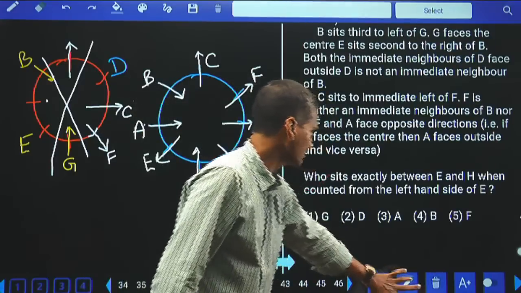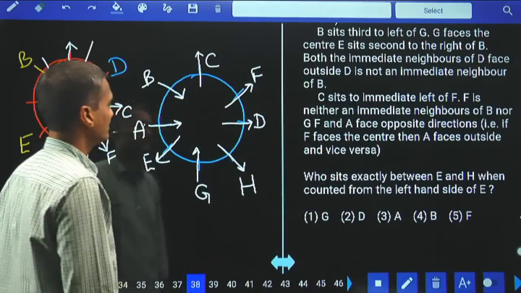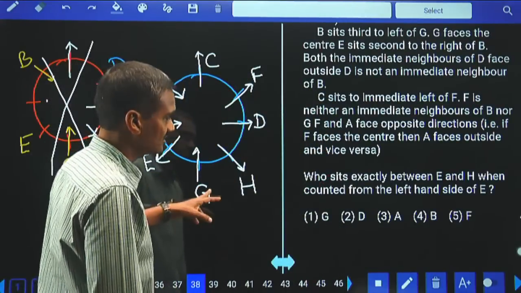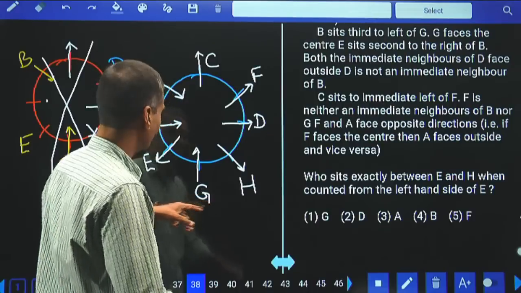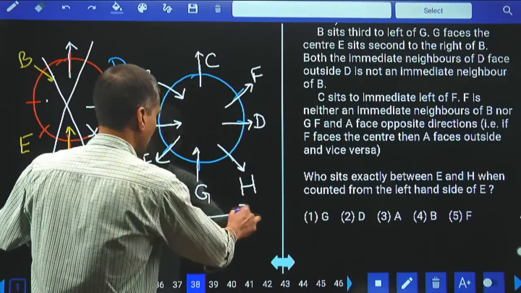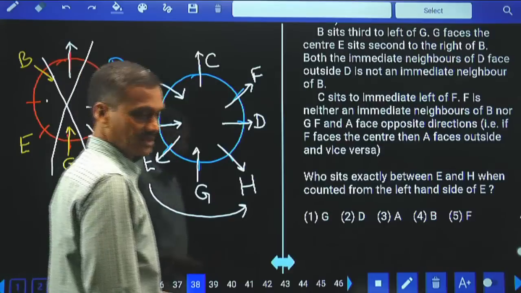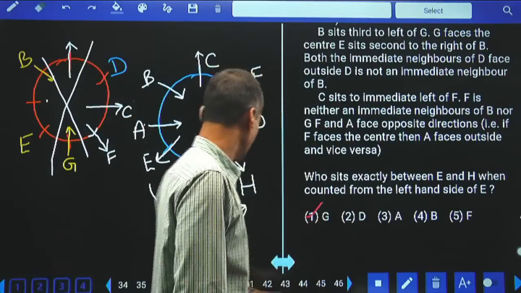Then coming to 38. Who sits exactly between E and H? Between E and H, who is that person? G, isn't it? When counted from the left hand side of E, that means in this direction, who is that person? G. And G is the person here, choice 1, 38.